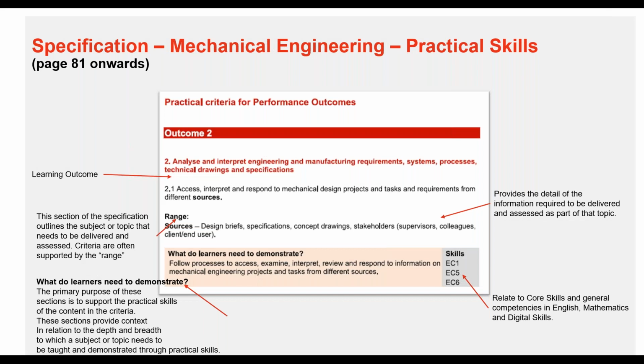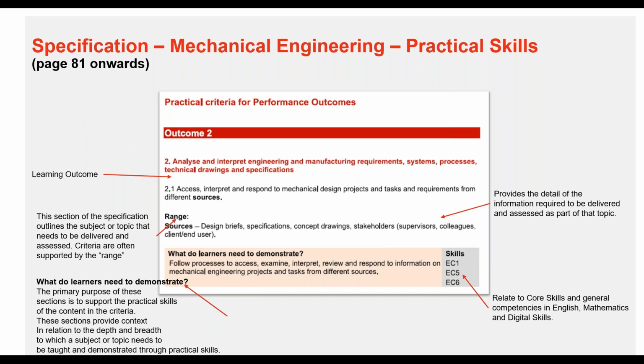So for the practical skills, and this goes from page 81 onwards, now looking at learning outcome 2. So analyse, interpret engineering and manufacturing requirements. In 2.1, the learners need to access and interpret and respond to mechanical design projects and tasks required from different sources. And again, we've got the range. So the range is design brief, specification, concept drawing, stakeholders, etc. And it provides the detail of information required to deliver and assess that topic.